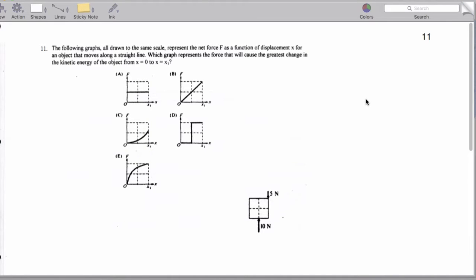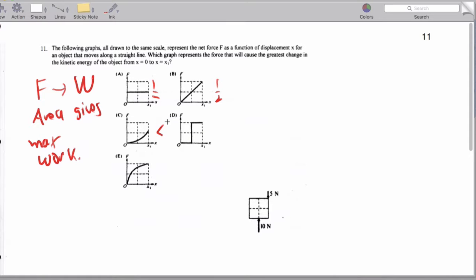All right, number 11. We want to know which force will cause the greatest change in kinetic energy. Force does work, so what we really want is the area that gives max work. So let's get some areas here. This is going to be half. This will be half. This is going to be less than half. This is going to be half. This is the one area that's greater than a half, so it's choice E.